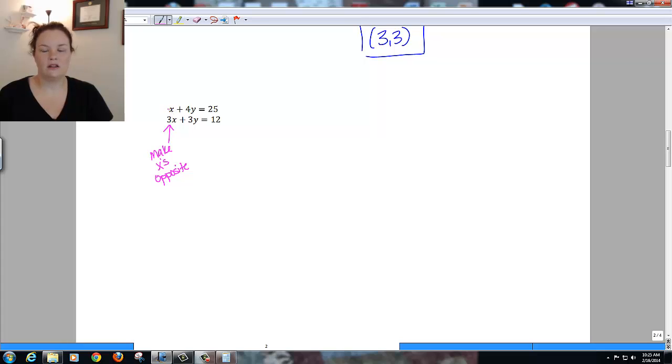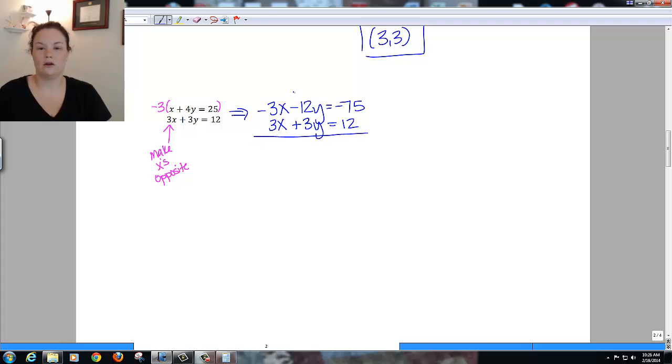So if I want to make my x's opposite, that means I need to multiply my top equation by a negative 3. I need it to be 3x, and I specifically need it to be negative so that those will cancel out. Okay, so I'm going to go ahead and multiply that top one by negative 3, which will give me negative 3x minus 12y is equal to negative 75. And then I rewrite my second equation, which is 3x plus 3y equals 12.